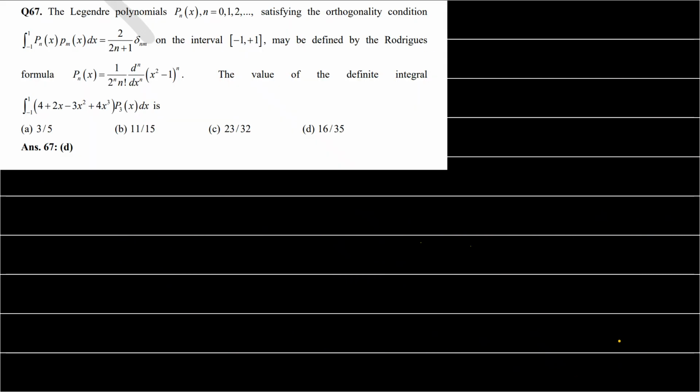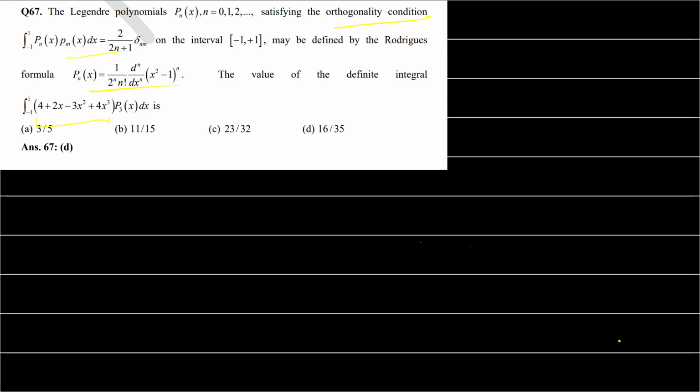Next. The Legendre polynomial Pn(x) satisfying the orthogonality condition on the interval given may be defined as given, then find the value of the definite integral. Now in order to find this definite integral, we just have to express this polynomial in terms of Legendre polynomials, and then just integrate and find the value using the orthogonality condition.